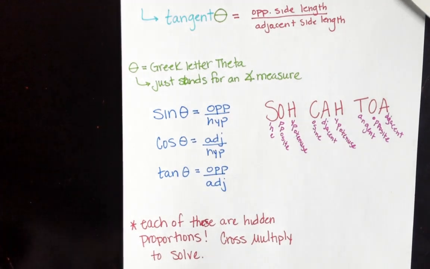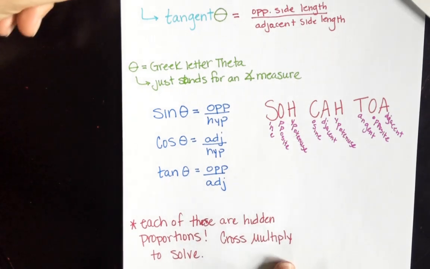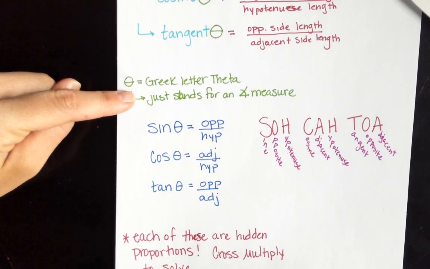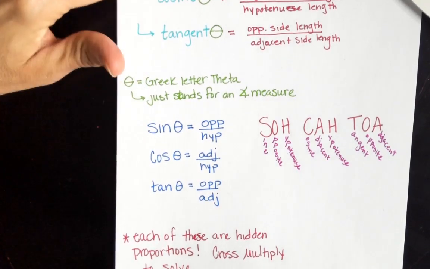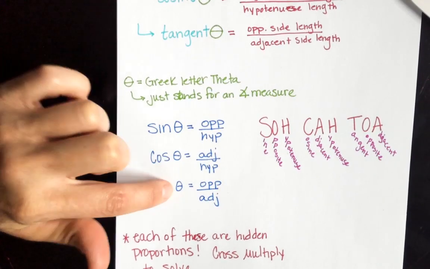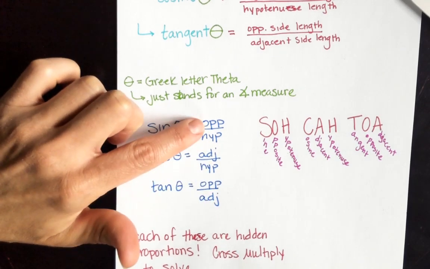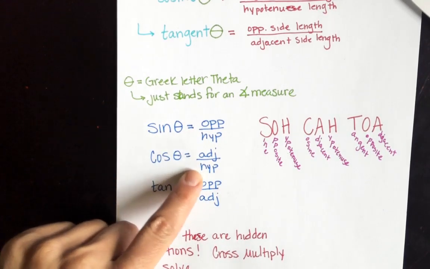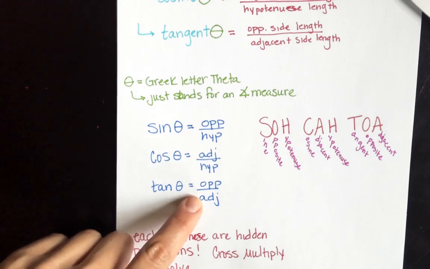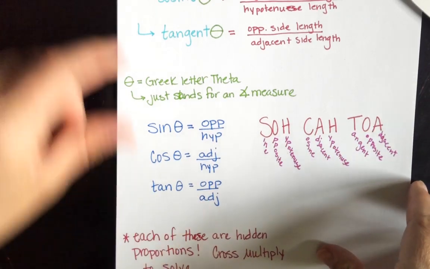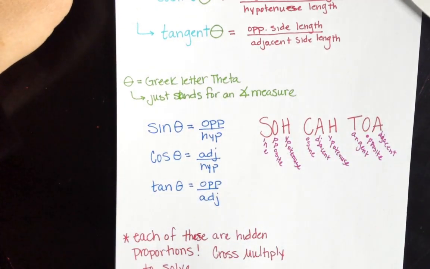All right, so we have talked about how do we identify opposite, adjacent, and hypotenuse. We've now talked about what the Greek letter theta looks like, and that pretty much it just stands for an angle measure, whether it's angle A, angle B, angle theta, doesn't matter, but next to each one of these abbreviations will be written an angle measure. Most importantly right now, we are looking at memorizing opposite over hypotenuse for sine, adjacent over hypotenuse for cosine, and opposite over adjacent for tangent. So SOH CAH TOA is the best way I have found that will take care of that.